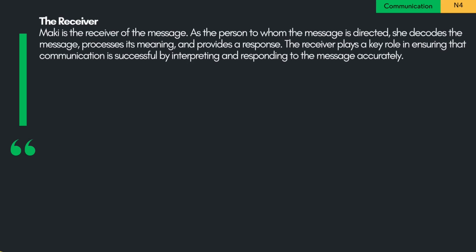5. The receiver. Marky is the receiver of the message. As the person to whom the message is directed, she decodes the message, processes its meaning, and provides a response. The receiver plays a key role in ensuring that communication is successful by interpreting and responding to the message accurately.